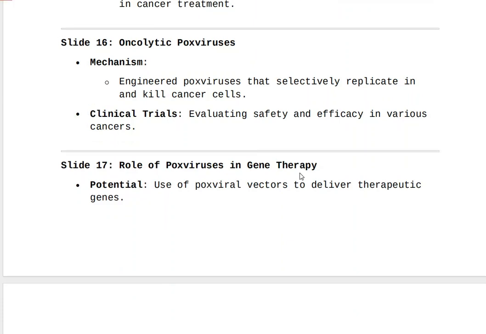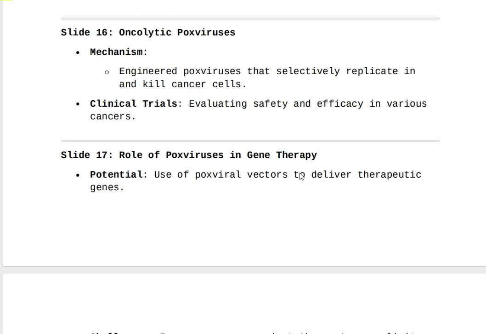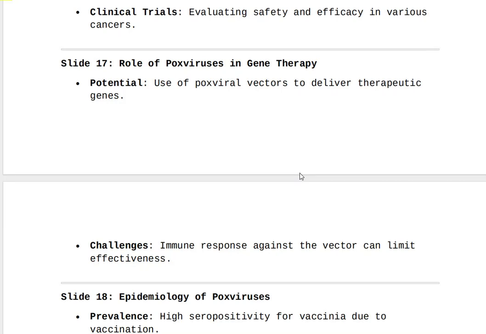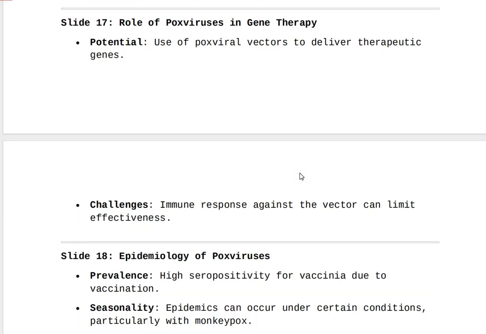Oncolytic pox viruses. So there is such a thing as oncolytic pox viruses. They are engineered or technologically developed viruses that are used to target, replicate, and kill cancer cells. So far, there are clinical trials that have shown the safety and efficacy of this treatment to different types of cancer. So the role of pox viruses in gene therapy.